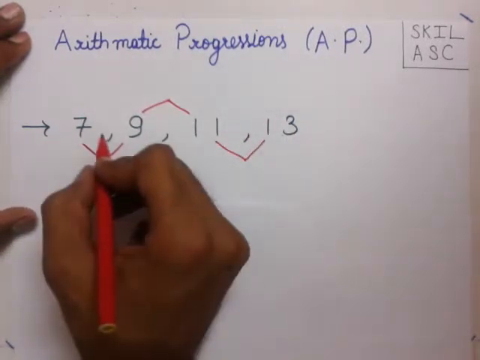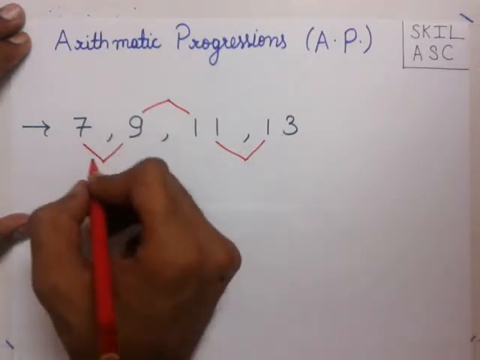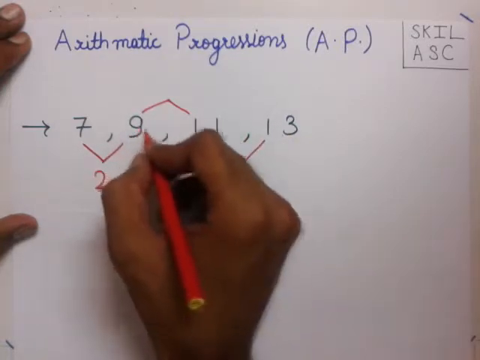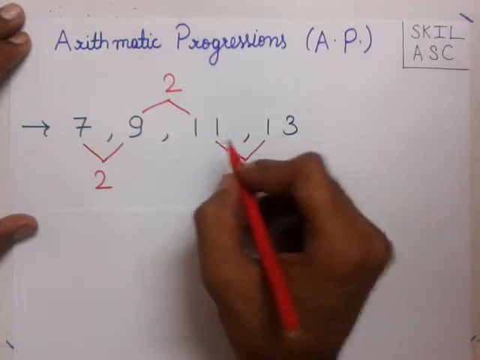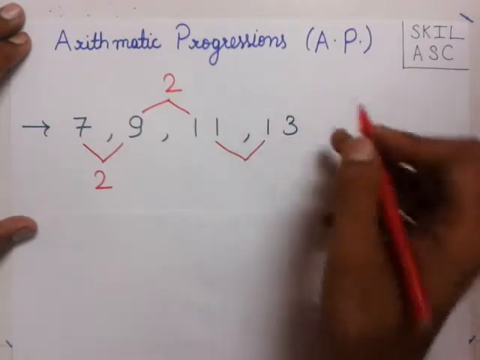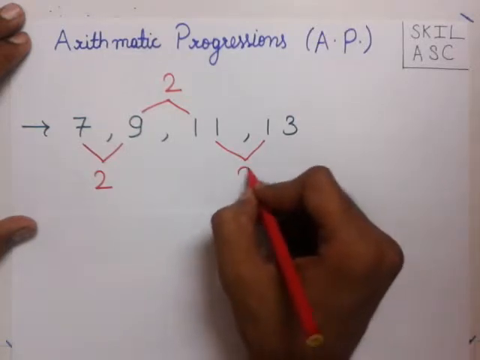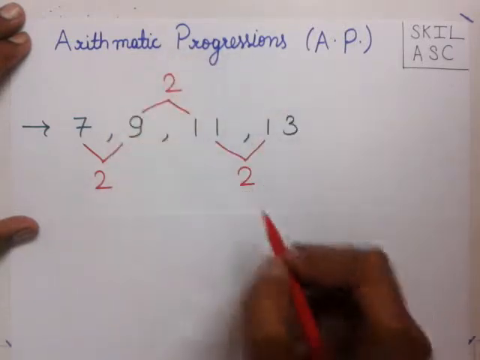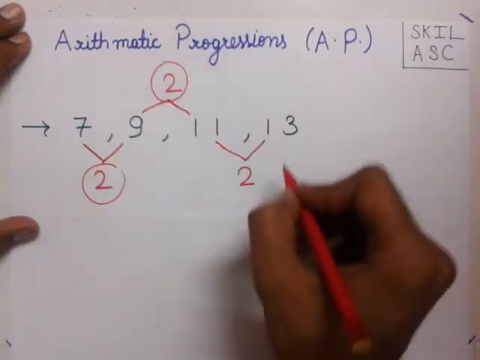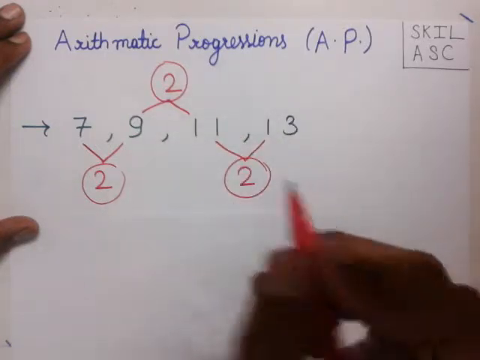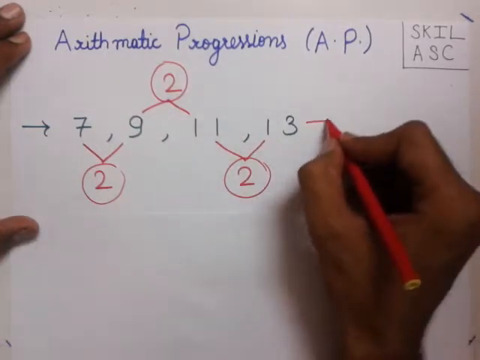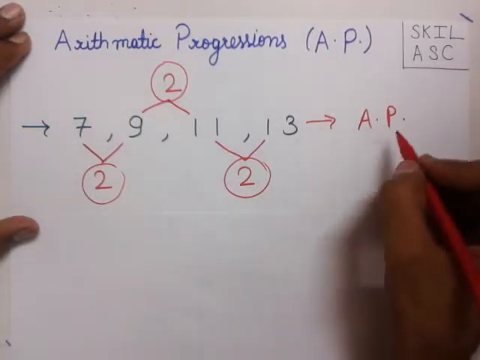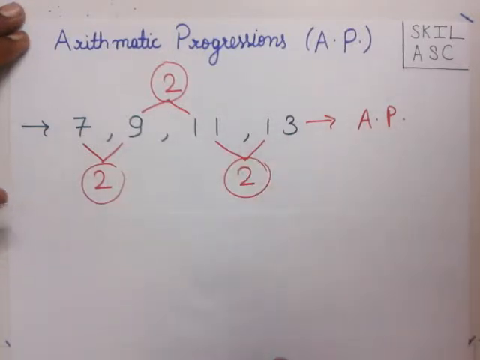Now we calculate the difference. The difference between the first two is 9 minus 7, that is 2, and the difference between the next two is 11 minus 9, that is 2. Now the difference between 11 and 13 we calculate as 13 minus 11, that is 2. Now you see, all of the differences are 2, which means all these differences are equal. So this is an AP. Since all the differences are equal, this sequence is called an AP.